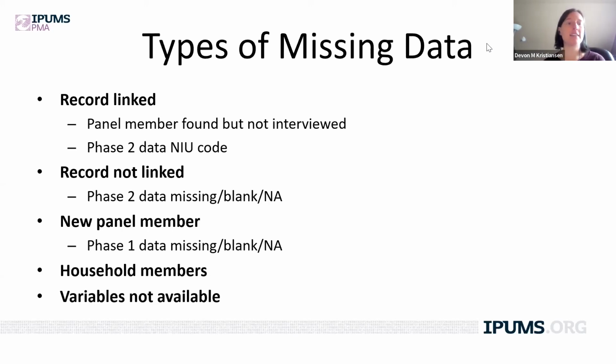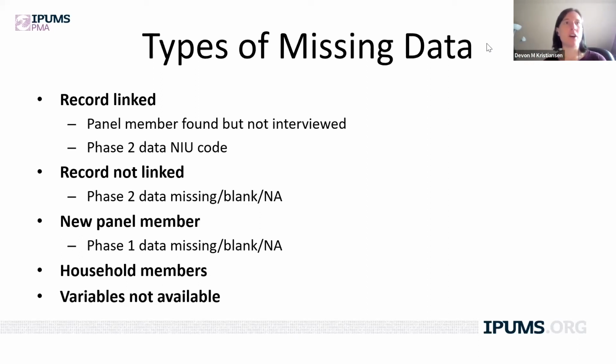Lastly, household members are not able to be linked across phases. Only women panel members have identifiers that can be linked. So the household members will have blank or missing variables. Their cases will be blank depending on which time period they were not observed in.